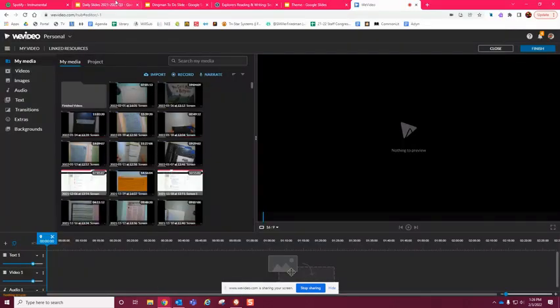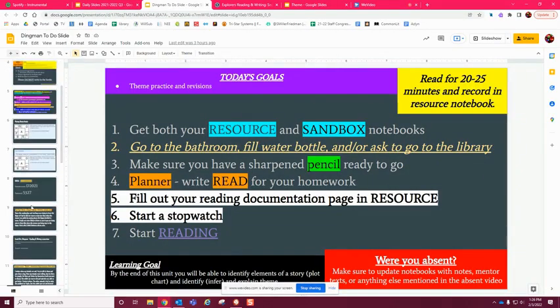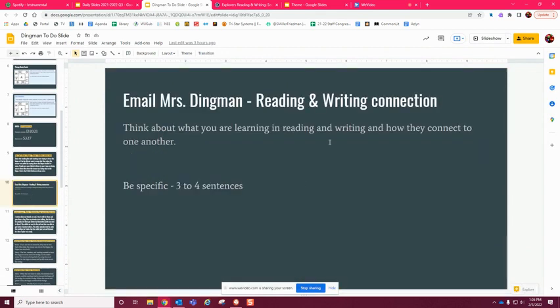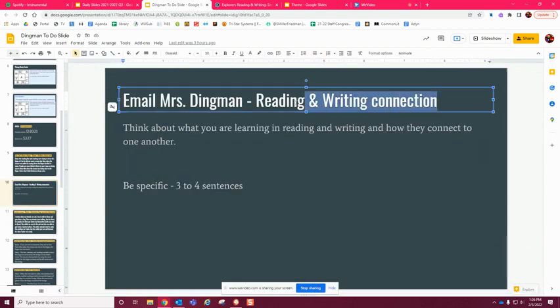On the first reflection we had the reading and writing connection. That was February 1st or February 2nd. And then we ended up doing the second reflection topic today. You don't have this piece of paper, so I'm going to have you email it to me instead. I'm going to open this up so you can see what you're going to do on that email. It's going to essentially be the same thing here, except it's going to be all about theme.